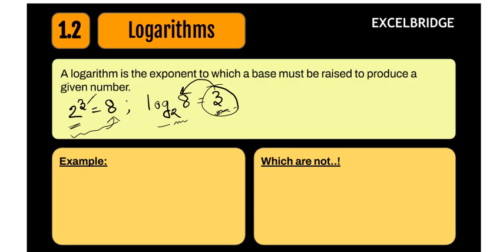We can make it simpler if we say that a logarithm tells you how many times you need to multiply a number to get another number.